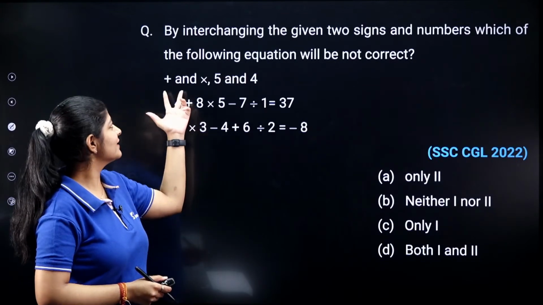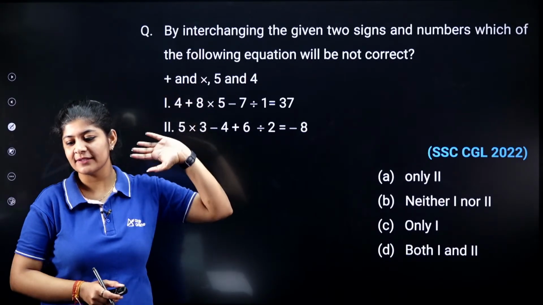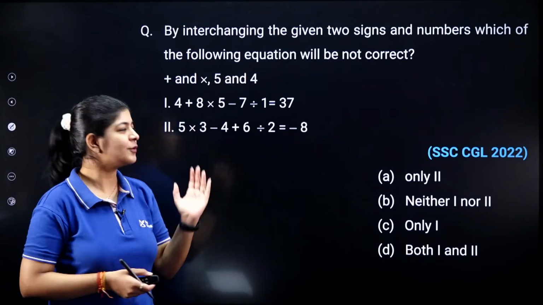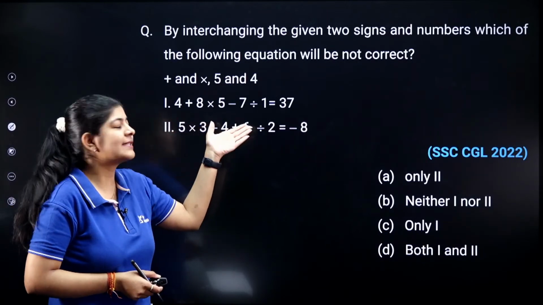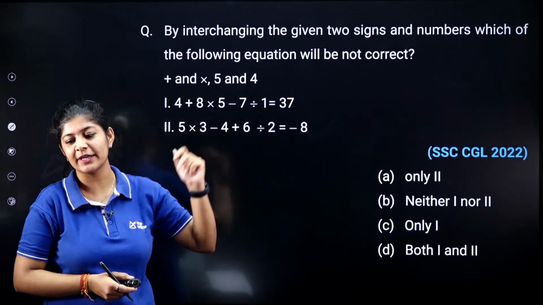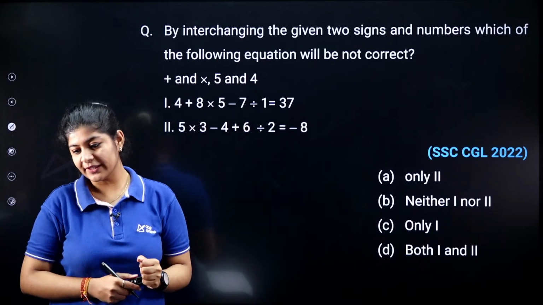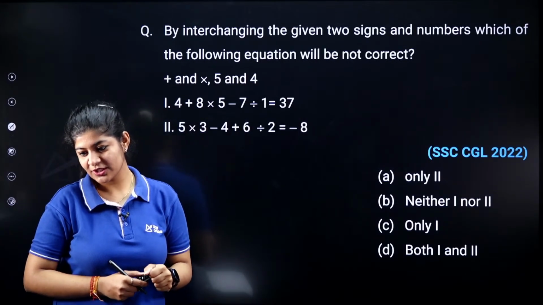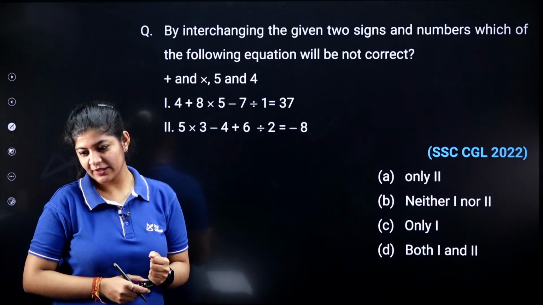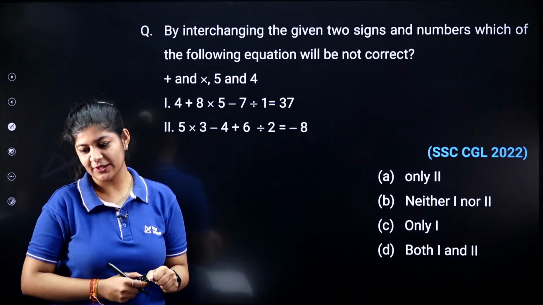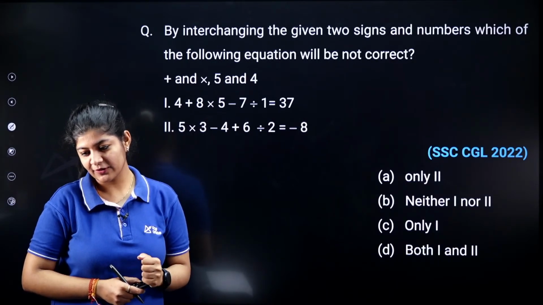Just simply interchange the signs and the numbers. After that, you just need to do the simple mathematical calculation and you will get your answer. A very good evening, Naresh. Very good evening, Safi. Let's see, Arvind. Very good, Ramakrishna.